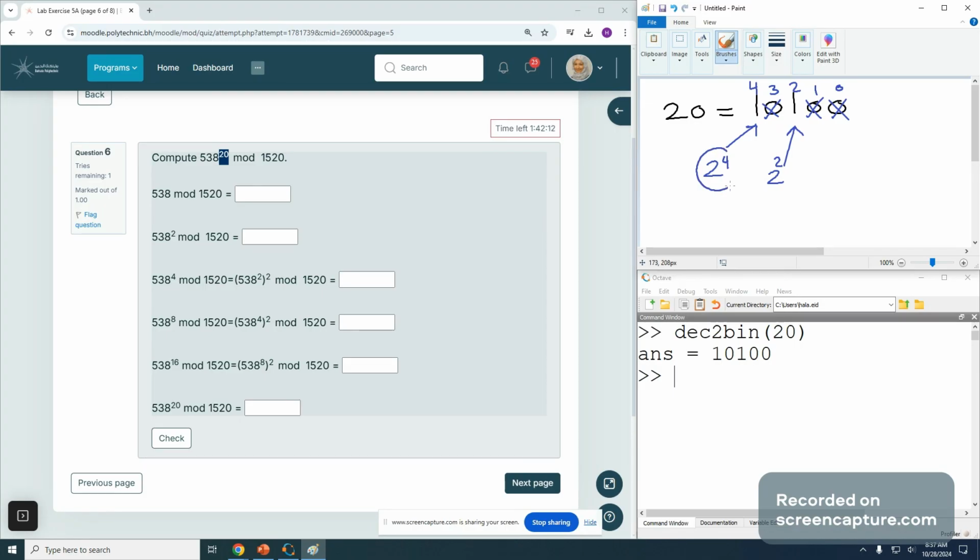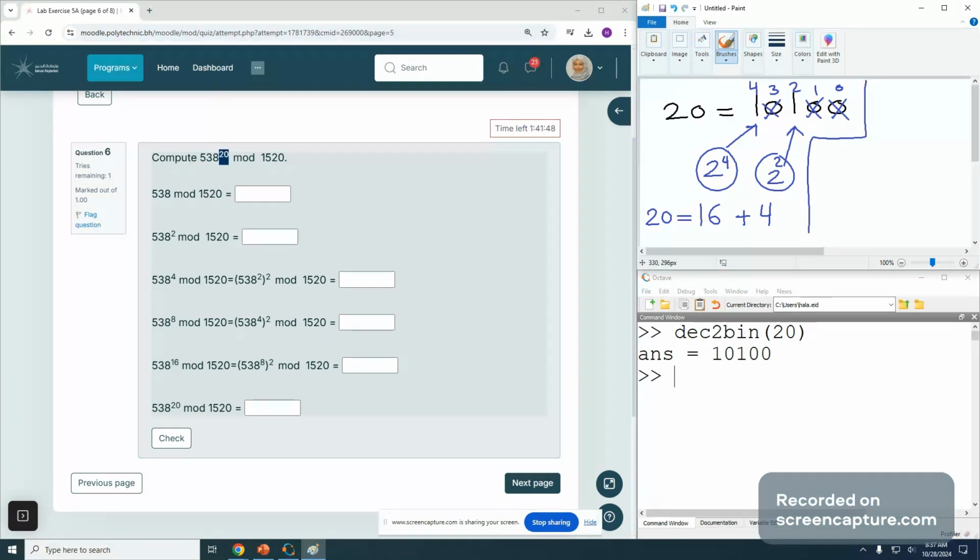And I know that 2 to the power 4 is equivalent to 16. 2 to the power of 2 is equivalent to 4. 16 plus 4, yes, it is equal to 20. So I am going to replace the 20 with 16 plus 4, which are both a representation of the base of 2.